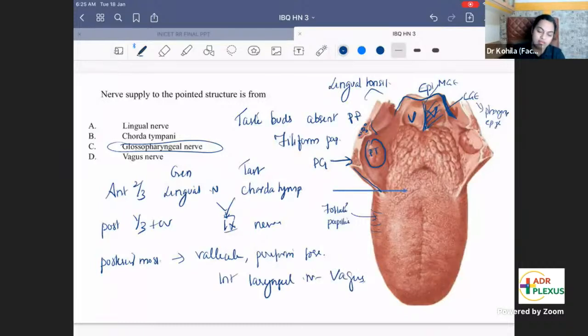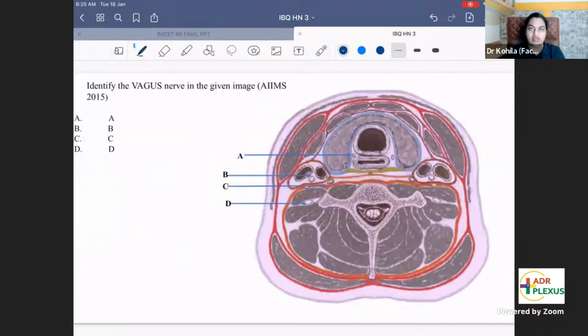Okay, guys, we'll move on. Coming to the next question, identify the vagus nerve in the given image. Yes?